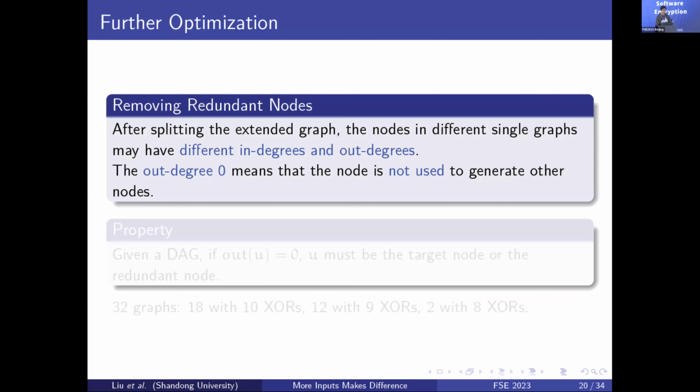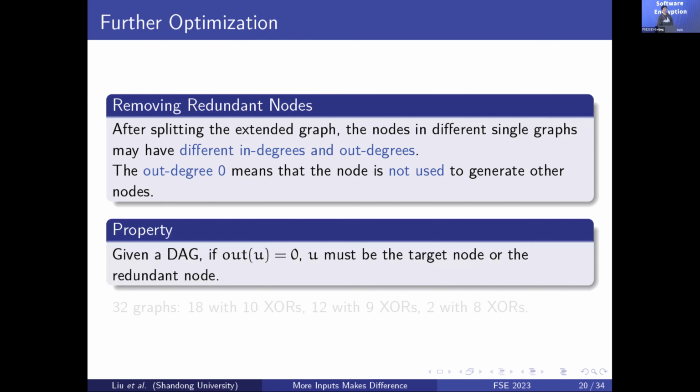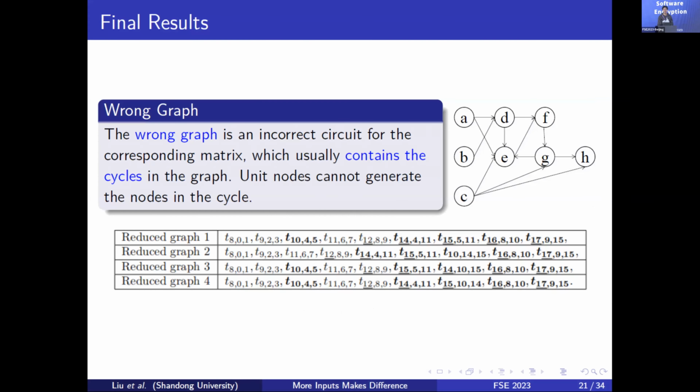After splitting the extended graph, the nodes in different single graphs may have different in degrees and out degrees. The out degree 0 means that the node is not used to generate other nodes. So maybe we can remove it, and we will give the property to check if a node is redundant. And we use the method in our example. In the 32 graphs, we found 12 graphs have one redundant node and 2 graphs have 2 redundant nodes, and we remove them. But when we check the final results, we found some graphs are wrong.